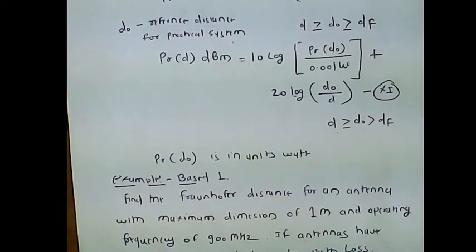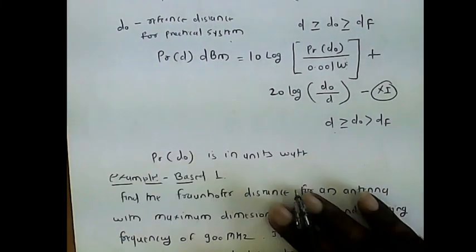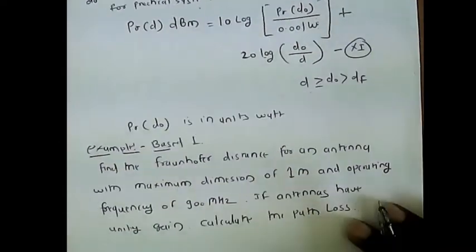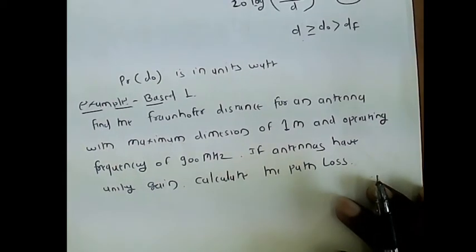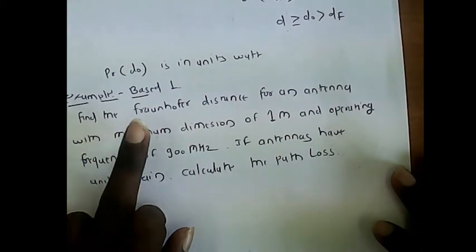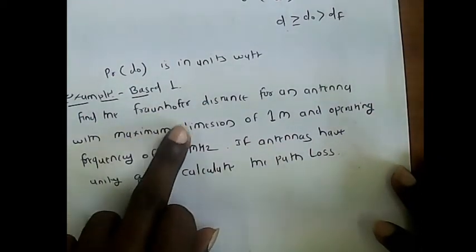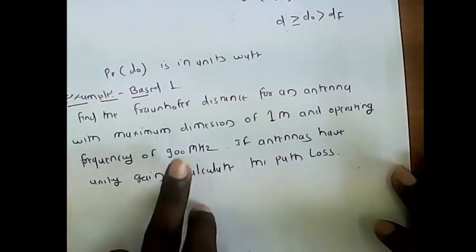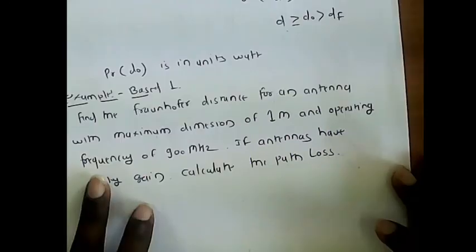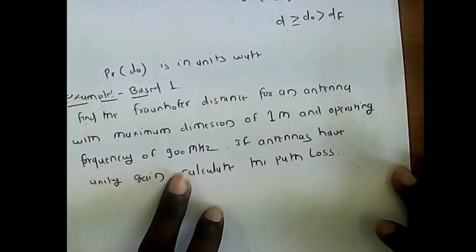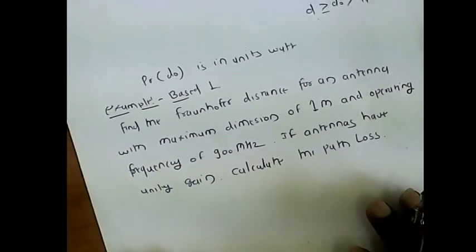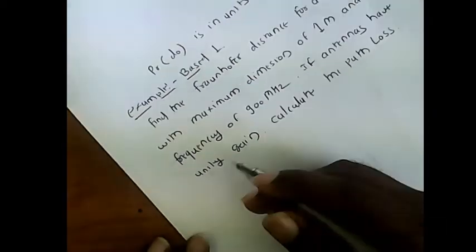So we can solve one example which will basically be asked from an exam point of view, in the Mumbai University question paper for 5 marks. What will be given? First we see what things will be given. Find the Fraunhofer distance, so we find d_f, for an antenna with maximum dimension of 1 meter, so capital D is given. The operating frequency f is 900 megahertz. If the antenna has unity gain, calculate the path loss. So here we are given this, and we can write down the solution.